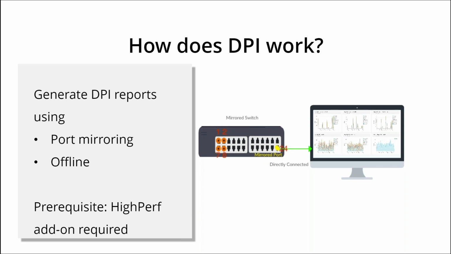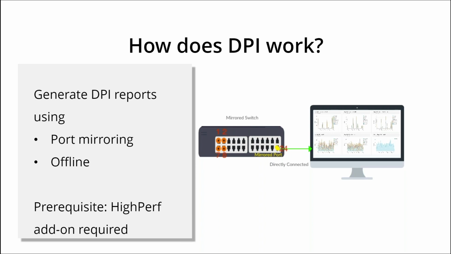But before you do that, you need to make sure that you have the HyperF add-on there. HyperF is a functionality we have to extend the capabilities of our database. It extends the space, it also extends the performance, things like that. How do you do that? As you can see from the image, you have these switches. You'll have to mirror a port directly to the NIC card of your server that has the NetFlow Analyzer installed on it. If that is done, then we can go ahead and monitor the details for DPI.